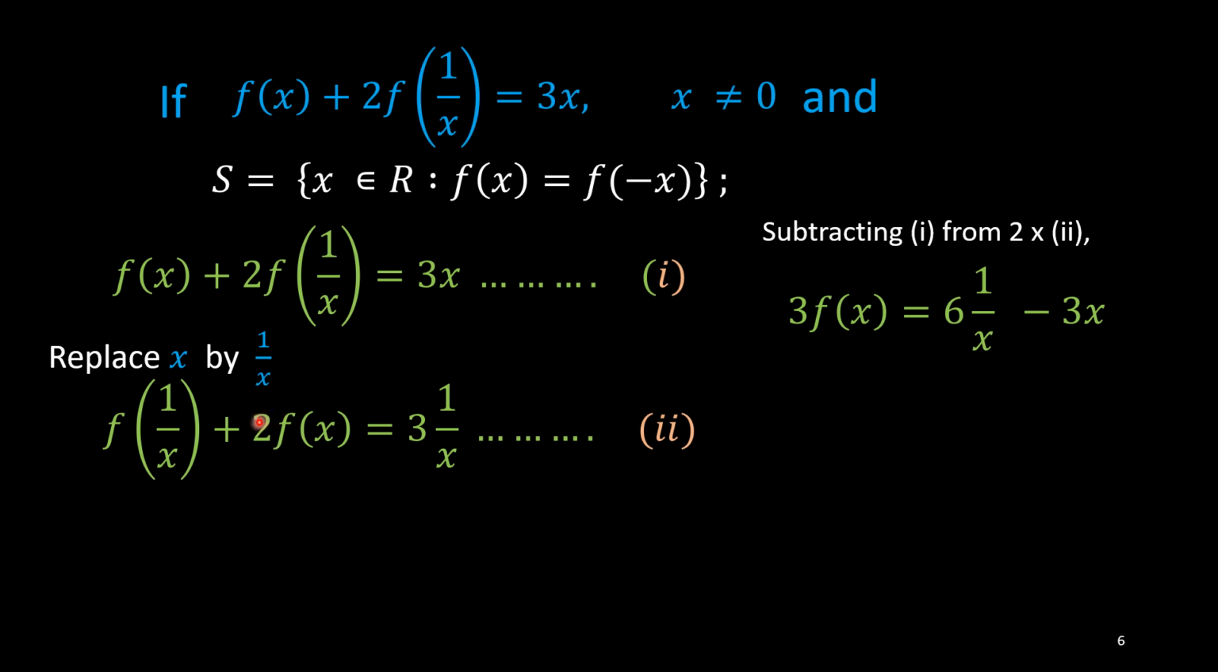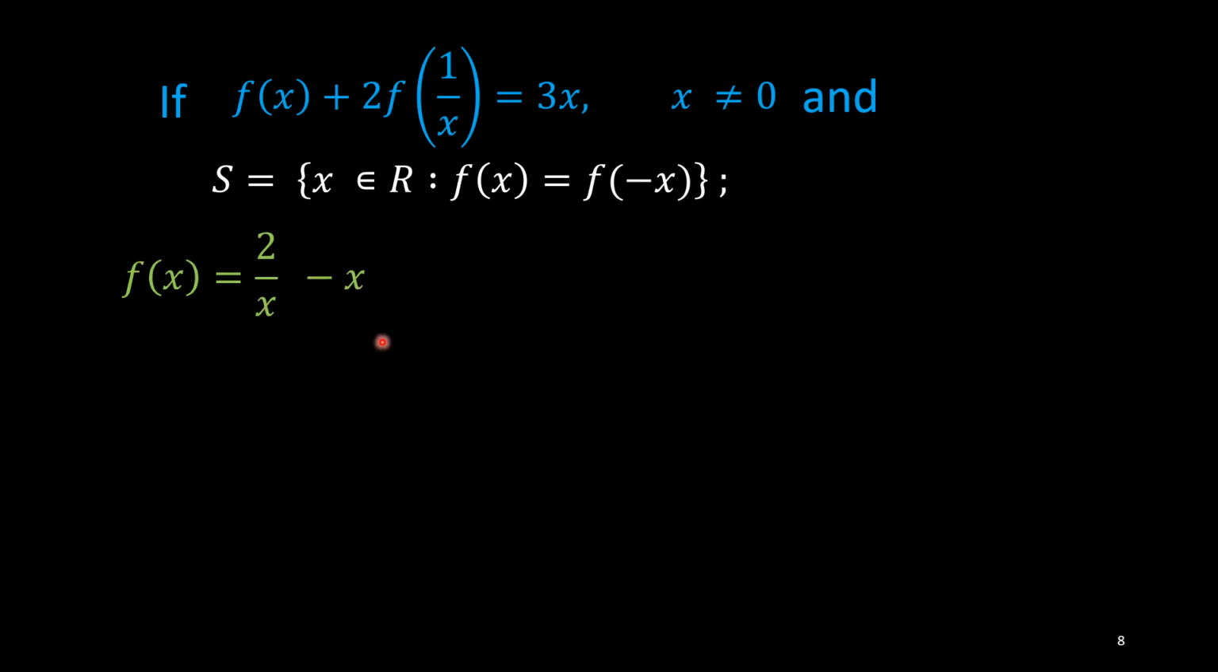So what will you get? This will now become 4f(x) minus f(x), that is 3f(x), and these terms cancel out, and now it is 2 into 3 by x, meaning 6/x, minus 3x. Here it is 3 everywhere, so we can divide both sides by 3. We get f(x) = 2/x - x. This is the expression for f(x). So you have got the expression for f(x).